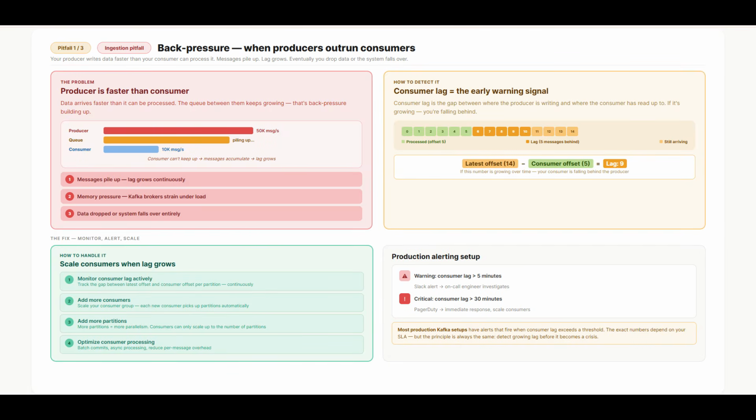In Kafka, consumer lag is the difference between the latest offset and the consumer's current offset. If that number is growing, you're falling behind. Add more consumers, add more partitions, spread the load. Most production Kafka setups have alerts that fire when consumer lag exceeds a threshold, say more than 5 minutes behind.